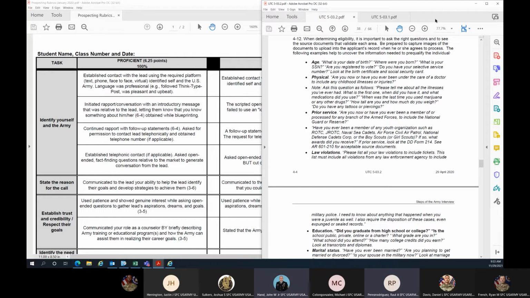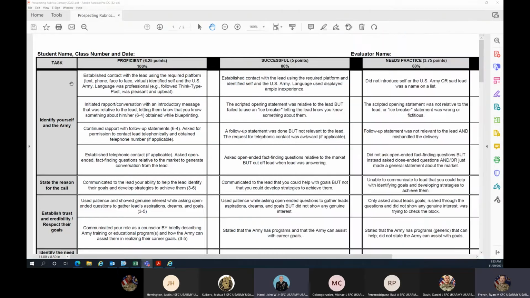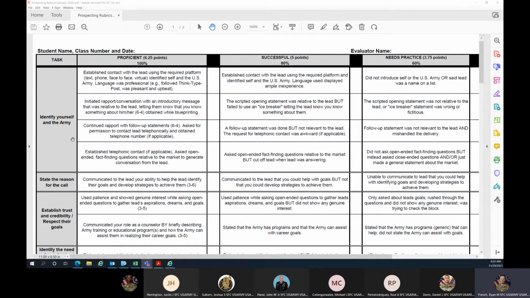Sergeant French, did you explain, and I might have missed it if you did, how the phone call is linear, that you can't cross certain lines and go back to missed parts? Could you go over that, please? Yes. As you go through this, you're going to hit every single task in order. There are some things you can't do out of order within a sub-step, like in the beginning when you're establishing contact. You can't say, hello, is John available? This is Sergeant French with the U.S. Army. That's a no-go.